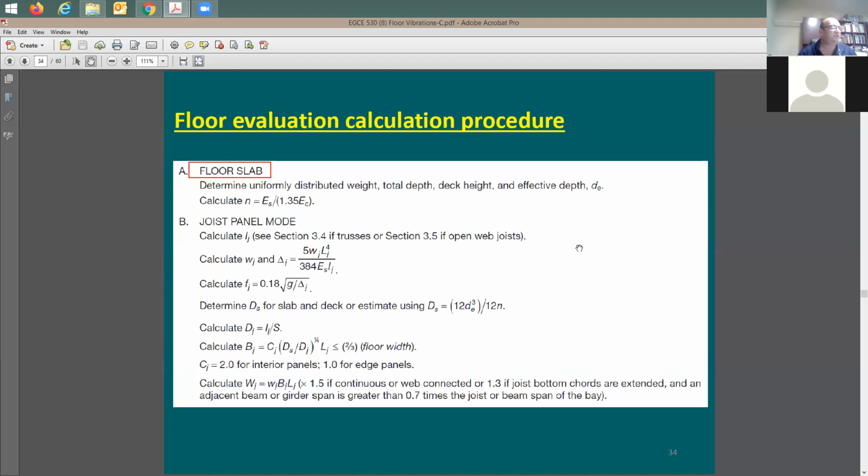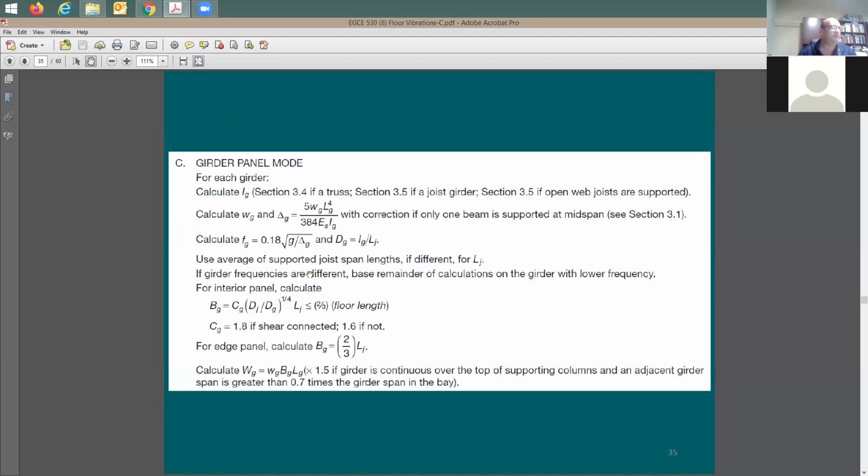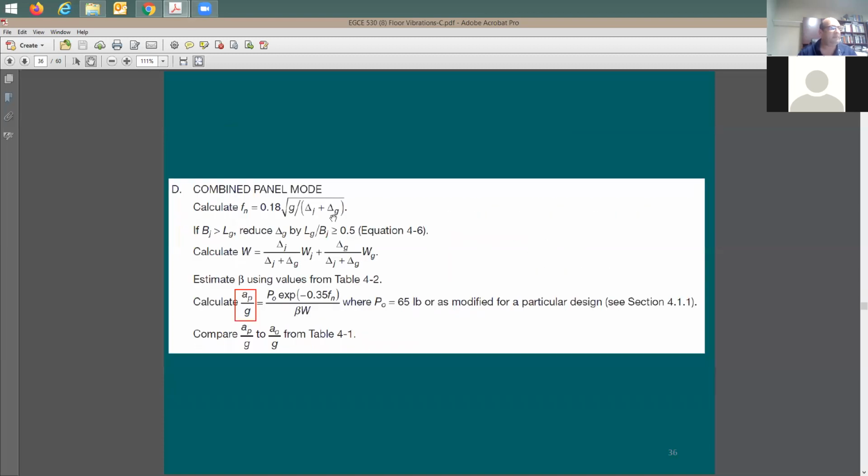You do this first for the joist, and then you do it for the girder, and you do the combined effect. And once you do the combined effect, now you have the final weight that you're going to use in your analysis. At this point here, you figure out the amplification, which is AP divided by G. It's going to be the acceleration of the floor system in the vertical direction. It goes up and down as a fraction of G, the ground acceleration. And then you compare it with the half percent, the one that we were talking about.